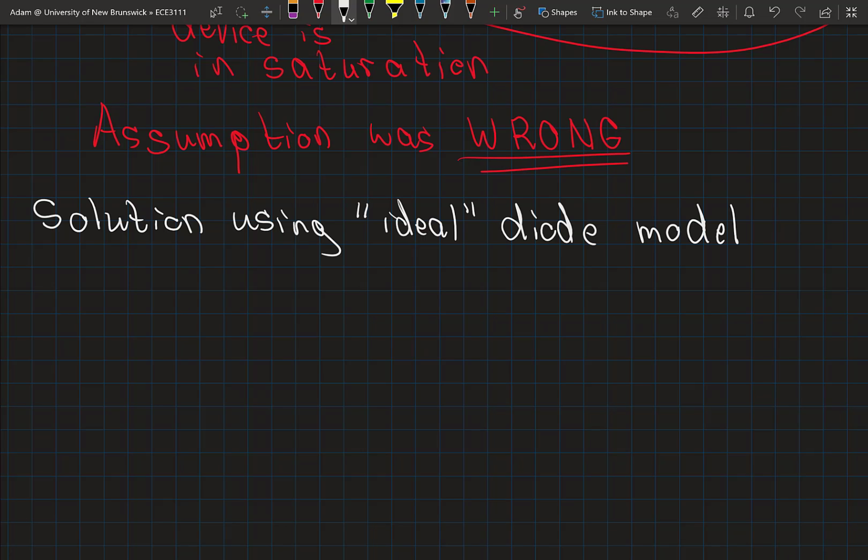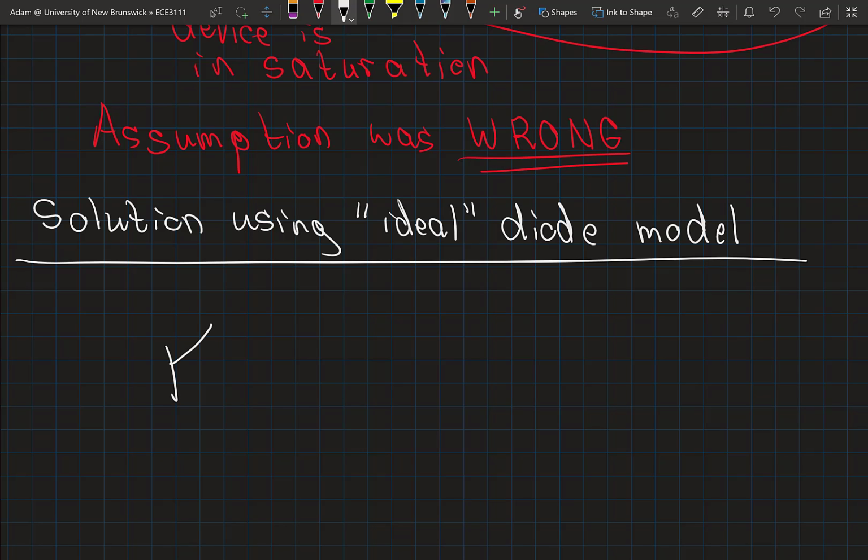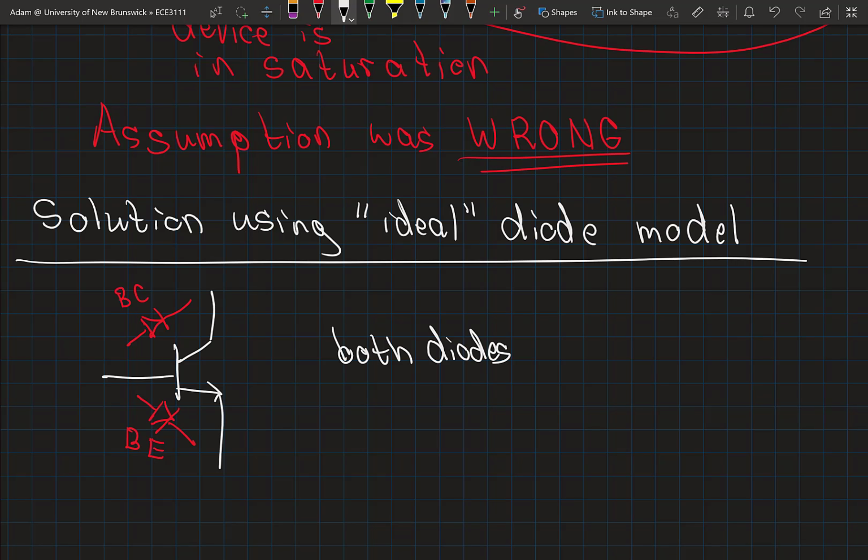Okay, so again, what we are doing is we are modeling our, let me try to fix this up here a little bit. We're trying to model this BJT as two diodes, two PN junctions. Right? Our base to collector junction and our base to emitter junction. Except in this particular example, example 2 that we just looked at, we said that both diodes are forward biased, or on, when we think about them in an ideal diode model.